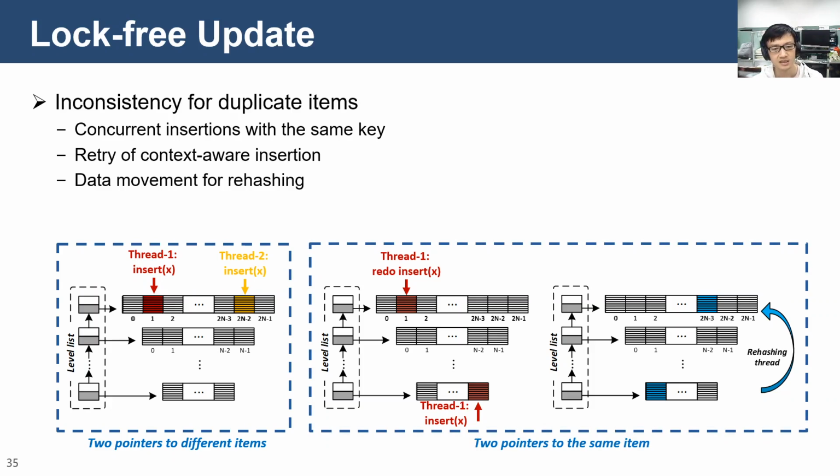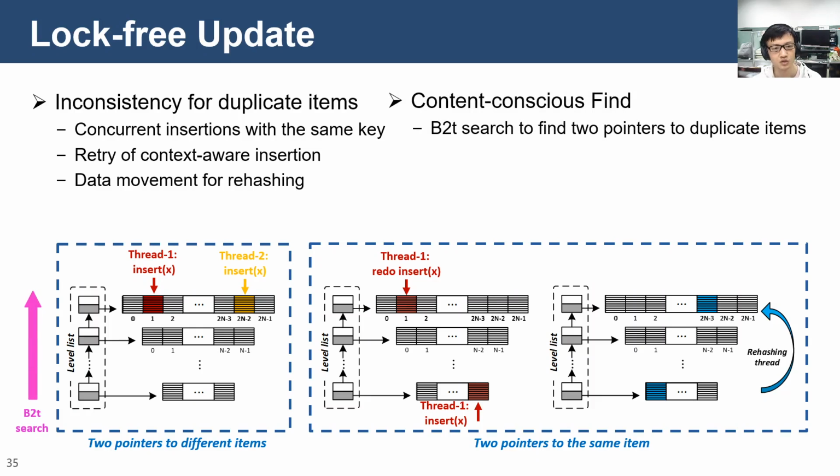The second class is two pointers refer to the same item. Since rehashing threads may delete the pointer in the last level, we keep the pointer which is closer to the first level. If two pointers are in the same level, keeping either pointer is identical. With this observation, we propose content-conscious find to fix duplicated items. Specifically, find the two pointers to duplicated items via bottom-to-top search.